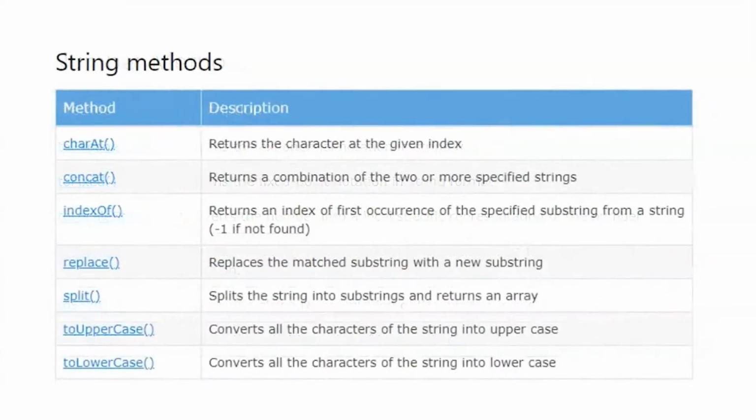The different string methods in TypeScript are: the method charAt returns the character at the given index. concat returns a combination of two or more specified strings. indexOf returns the index of the first occurrence of the specified substring from a string, and -1 if not found. The method replace replaces the matched substring with a new substring. The method split splits the string into substrings and returns an array. toUpperCase converts all the characters of the string into uppercase. toLowerCase converts all the characters of the string into lowercase.